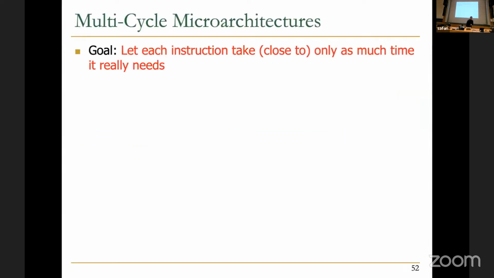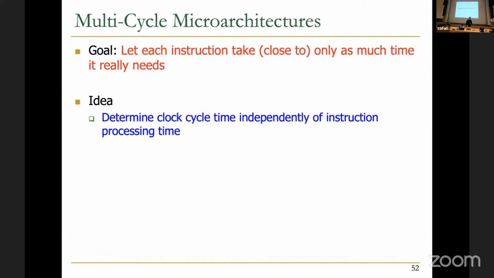So what are these? Essentially, our goal is to let each instruction take only as much time as it really needs. Basically, don't waste work. This is a good principle, right? Don't waste time in a clock cycle, and don't waste time unnecessarily, essentially. And you can achieve this by doing this as much as possible, right? So the idea is to break this paradigm of single cycle processing, as opposed to saying everything should take only one clock cycle.